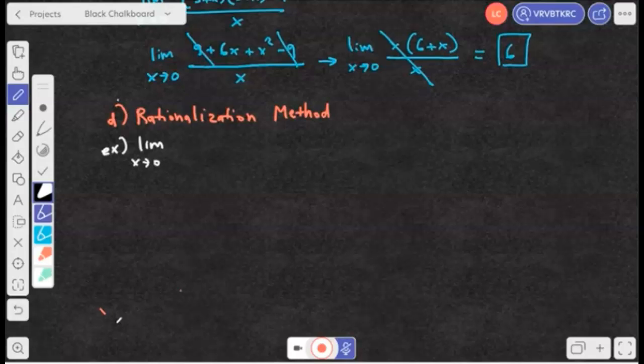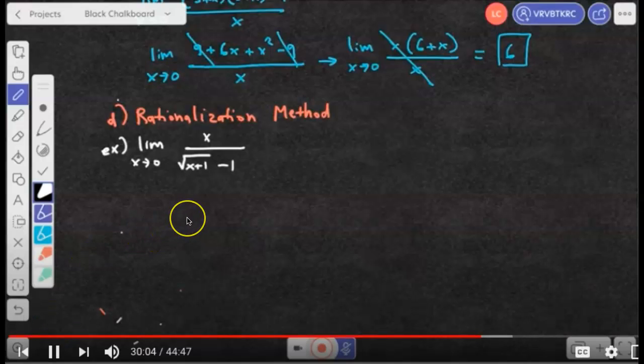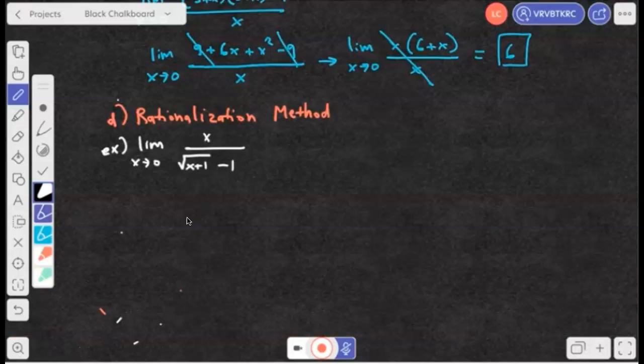So the example is the limit of x divided by the square root of x plus 1 minus 1 as x approaches 0. Notice if you do plug and chug, you plug in 0 wherever you see an x, you're going to get an undefined answer in the denominator. You're going to get a 0 in the denominator, and that's a problem. So plug and chug doesn't work. You've got to use something else, and that's called rationalization.